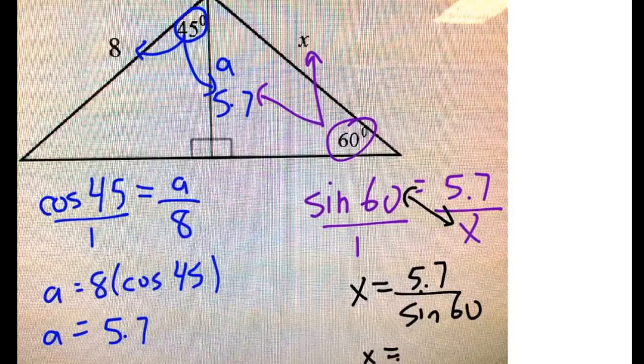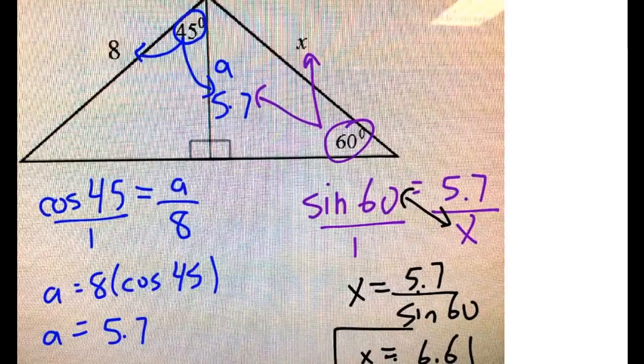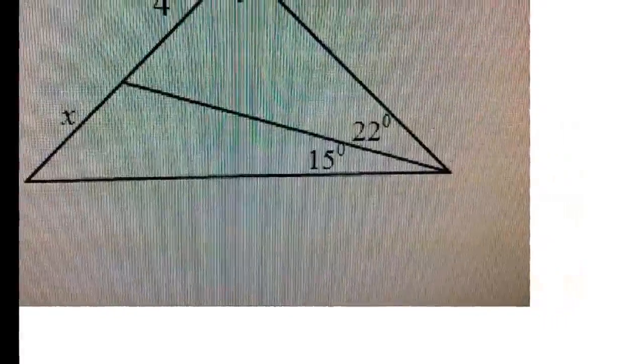And do that on your calculator, and we're done. So 5.7 divided by sine 60 gives us 6.6 if we round it off. So 6.6 is our answer for that one.